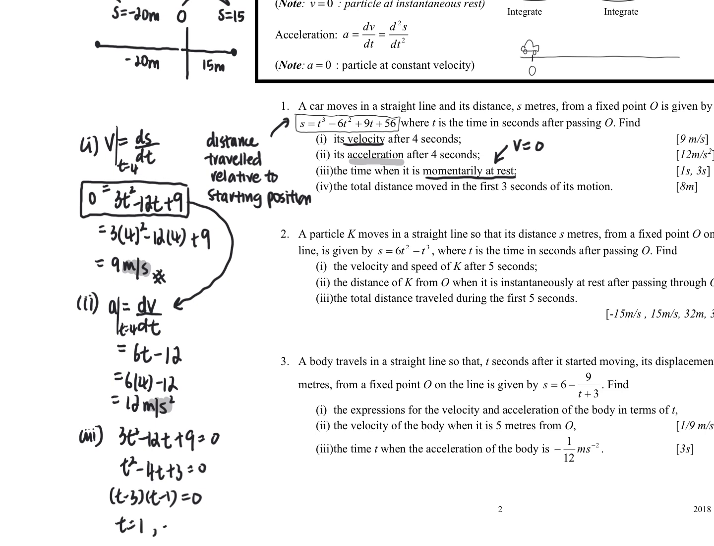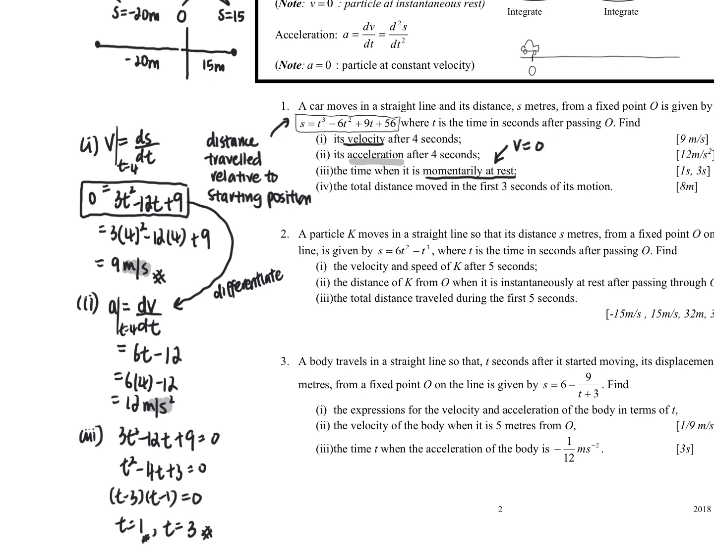So your particle is actually momentarily at rest when t is 1 and t is 3. Yes. You differentiate this one more time. Yes, because it's dv/dt.